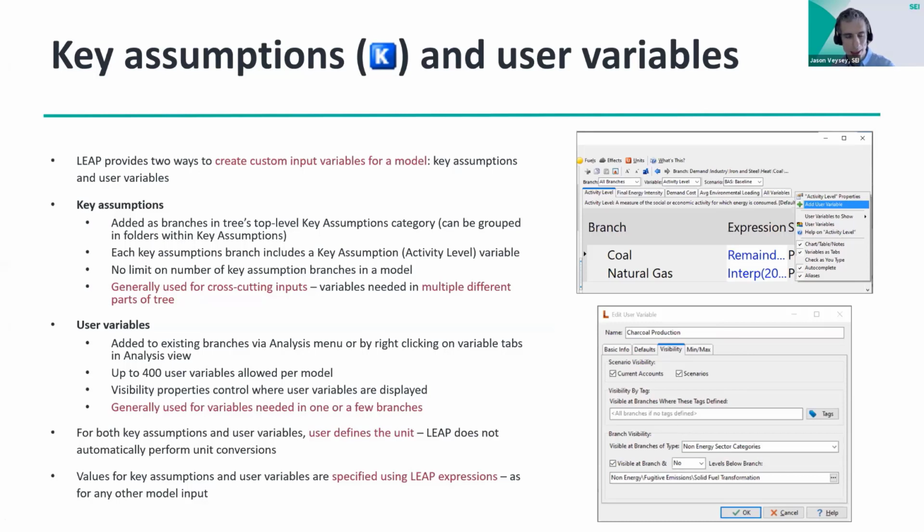And at some level, they're not that different from key assumptions. They happen to be stored in a different place. They show up in the tree rather than in the key assumptions branch, but they're both custom inputs. In both cases, you're defining the unit. Leap does not do unit conversions for you. In both cases, you can populate the input variable with whatever expression or data you want. Usually, people in practice use key assumptions for cross-cutting inputs. So those are variables that are needed in multiple different parts of the tree or multiple different sectors, like population or GDP. And usually they use user variables for variables that are really only needed in one branch or a few branches, so in a limited part of the model.